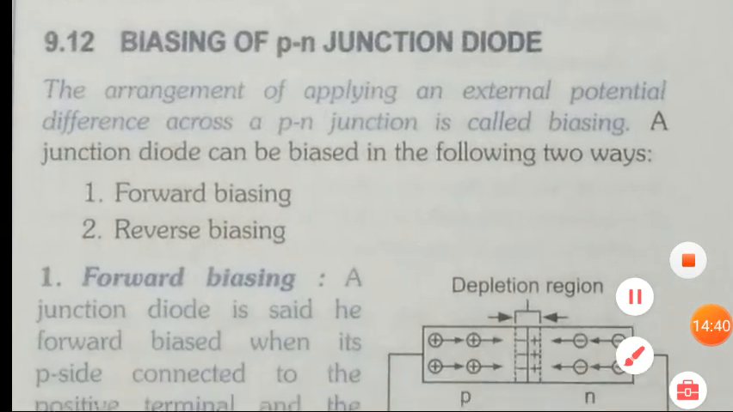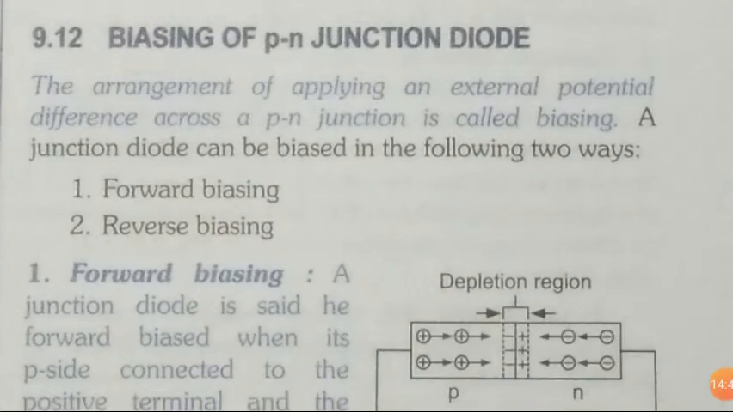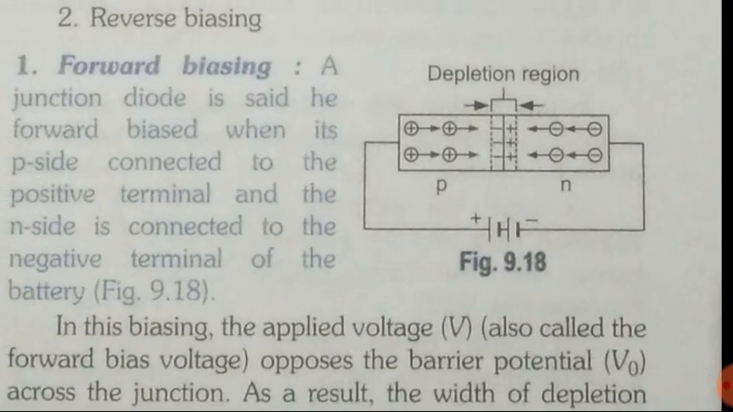Now let's move to biasing of p-n junction diode. So what is biasing? When the two terminals of a junction diode are connected to external voltage, in which manner they are being connected decides its biasing. So the connection of terminal with external voltage supply is called biasing. The definition is: the arrangement of applying an external potential difference across a p-n junction is called biasing. A junction diode can be biased in the following two ways.